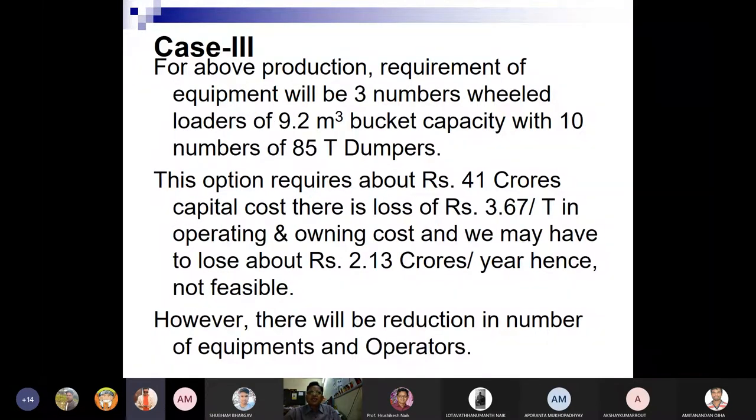Case 3: for the above production, the requirement of equipment will be 3 front-end loaders of 9.2 cubic meter bucket capacity with 10 numbers of 85 ton dumpers. This option requires about 41 crore rupees capital cost. There is a loss of 3.67 per ton in operating and owning cost, and we may lose about 2.13 crores of rupees per year, hence not feasible. However, there will be reduction in number of equipments and operators.